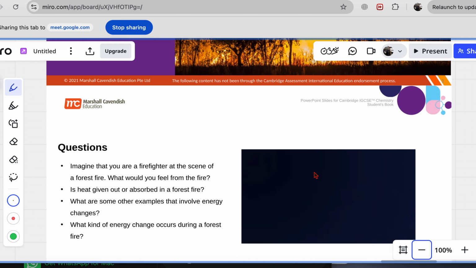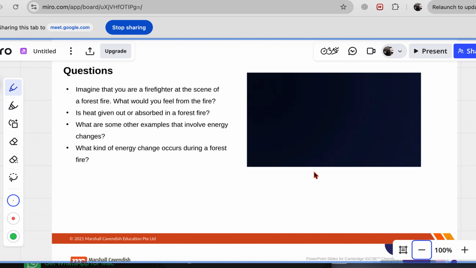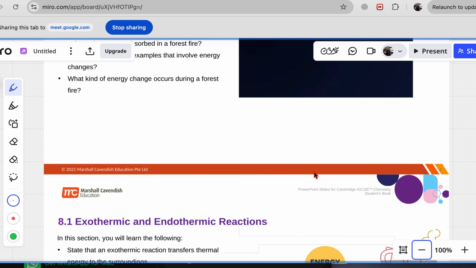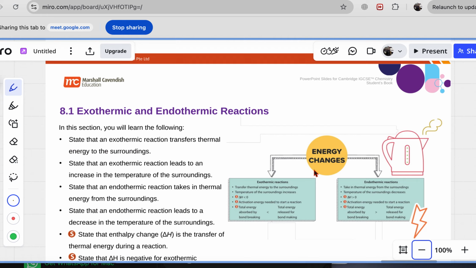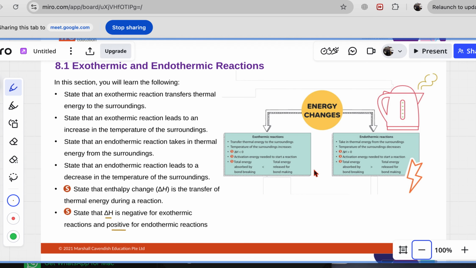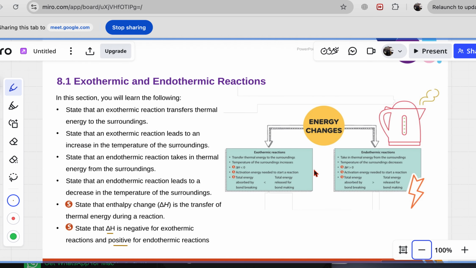If you look at these questions, these are questions that tell us about a firefighter, how you can stop the forest burning. Now, in this chapter, in the first section, we have 8.1, 8.2, and 8.3. The first segment, 8.1, is exothermic and endothermic reactions. Energy changes are split into two sections: the exothermic reaction and the endothermic reaction.